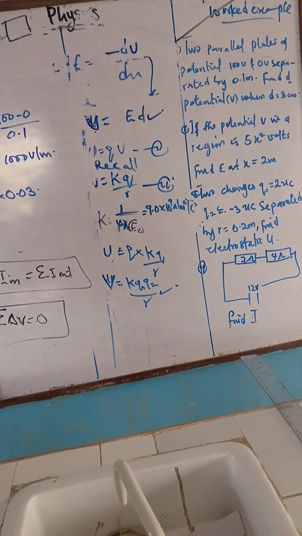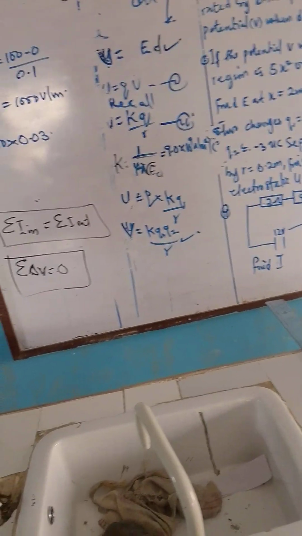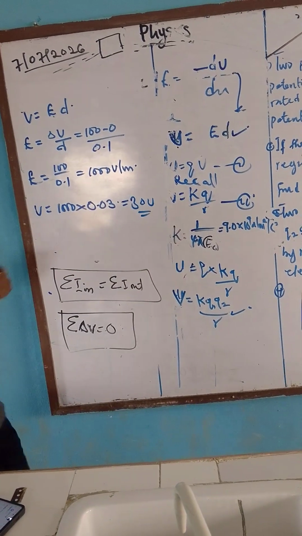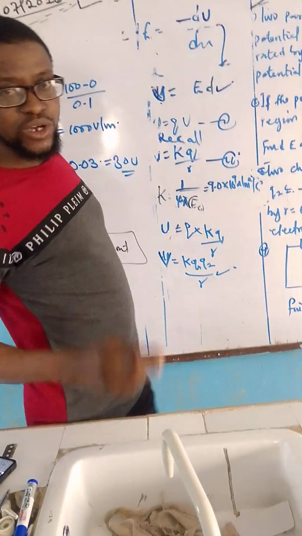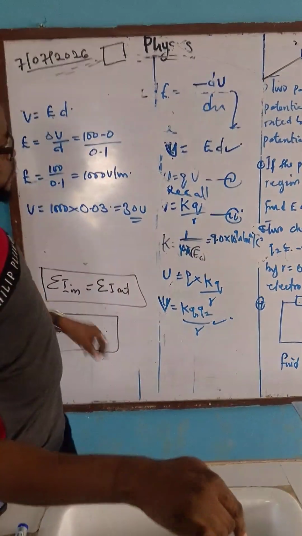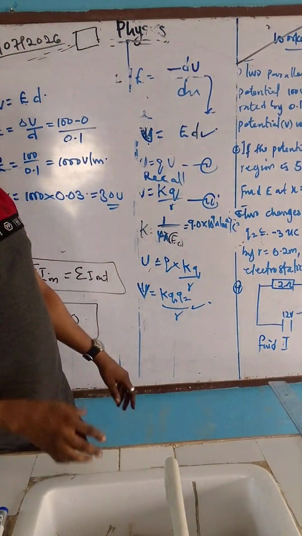So 1000 times 0.03, I have 30. So that is how we handle something like that. So that is how we get that. So I will solve this, then this one you can try it and let me have your response.